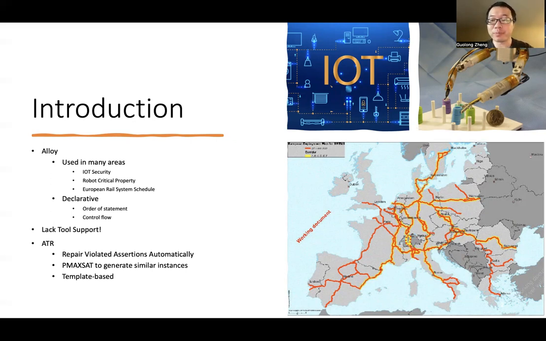Unlike imperative languages like Java or C, Alloy is a declarative language. So there is no order of the statements and there is no control flow. All the statements in an Alloy specification would be converted into a large logic formula, and then the backend solver would solve the formula and give some result. Alloy is pretty powerful. However, it lacks some automated tool support.